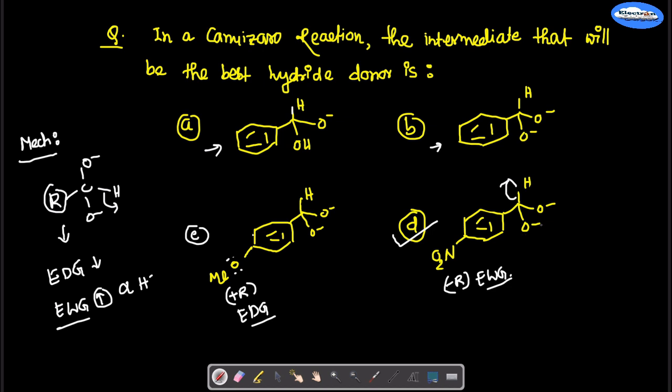To explain this, if an electron withdrawing group is there, then electron density will be withdrawn as well, and thus the carbon hydrogen bond here will be weak, and it will break down afterward, and the hydride donation will be easier. So electron withdrawing groups result in easier donation of the hydride ion from the compound. So the answer is option D.